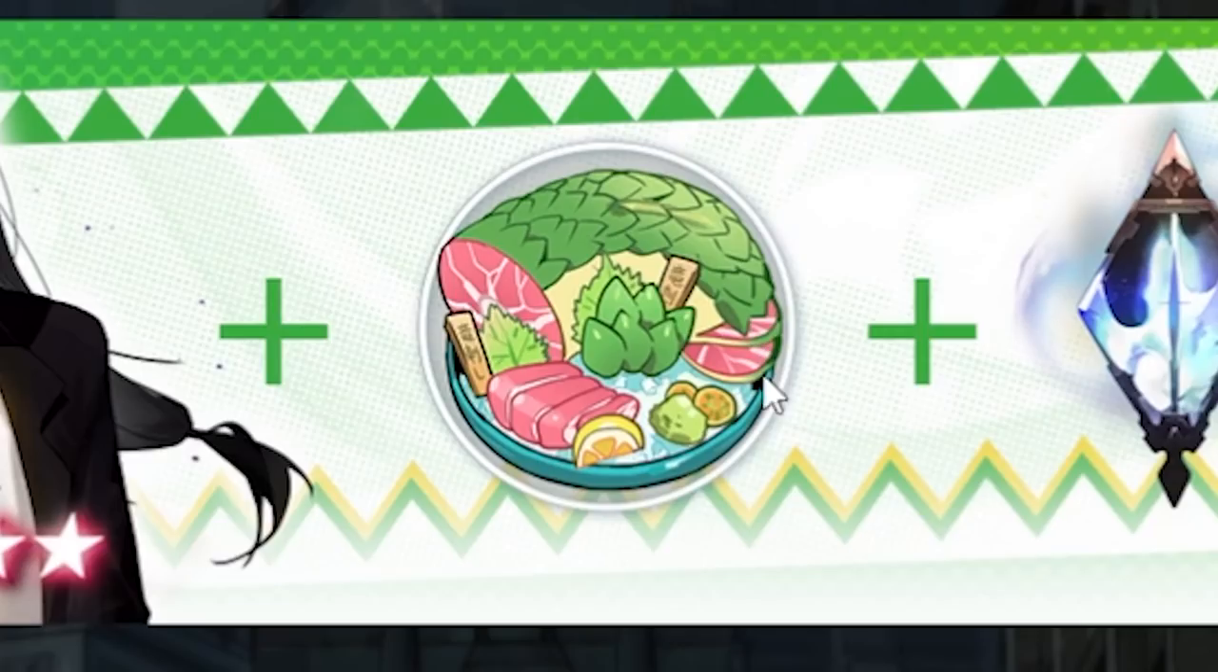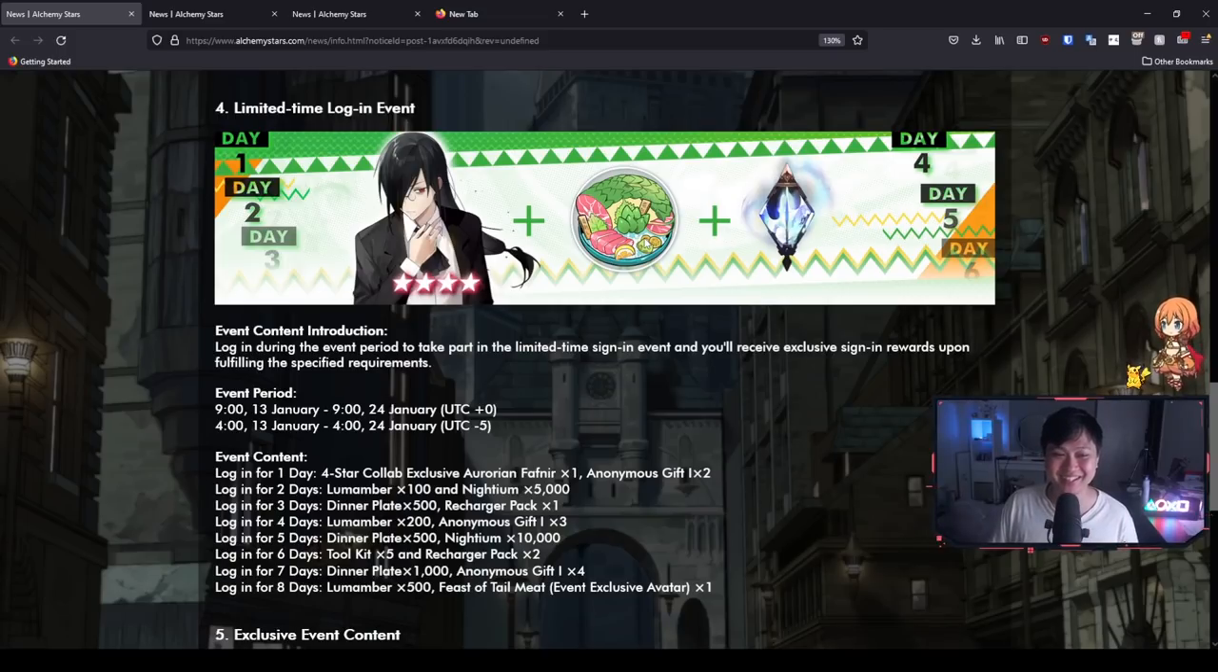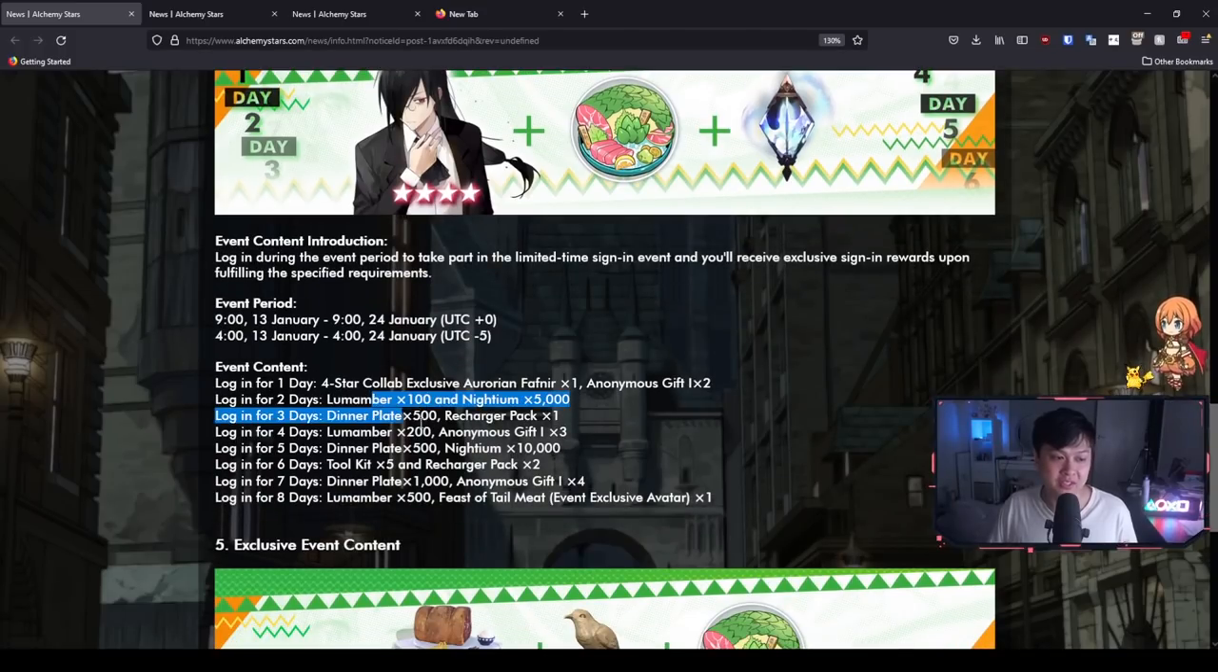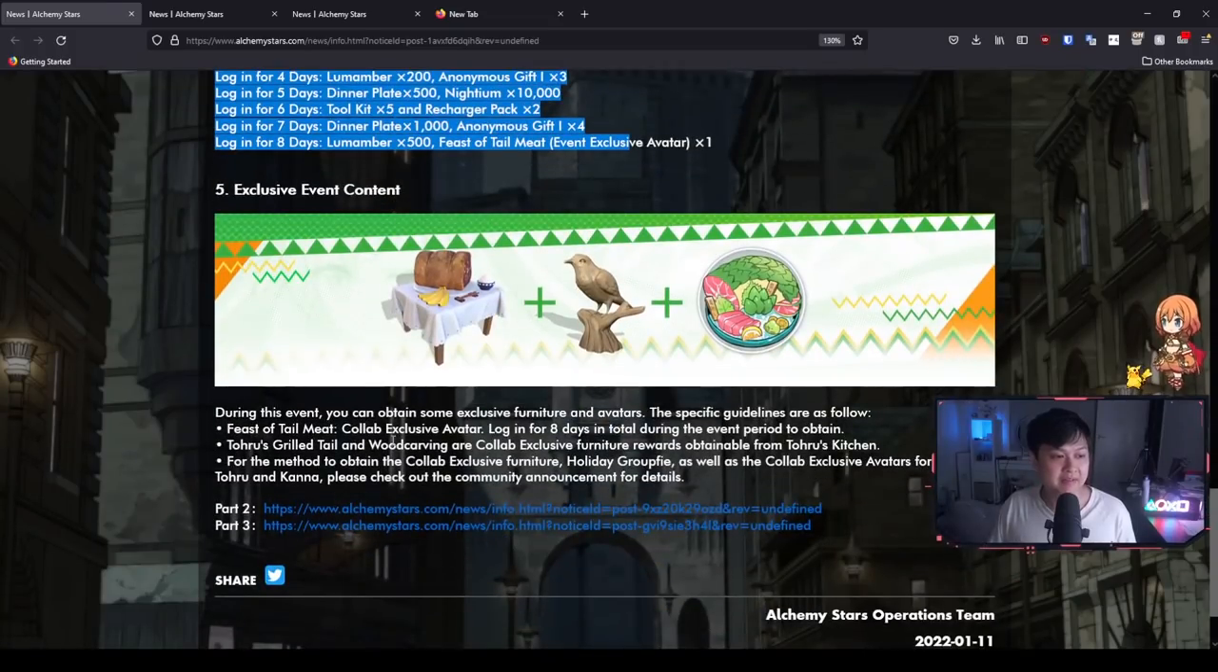We've got, for some reason, Toru's tail again, which I still don't really understand. You guys have got to let me know. And it looks like we are just going to be getting a whole bunch of the... Yeah, this is very standard for the login event. Coming down to number 5, these are essentially our 3 different exclusive event contents, right? We have 2 furniture pieces as well as our avatar.